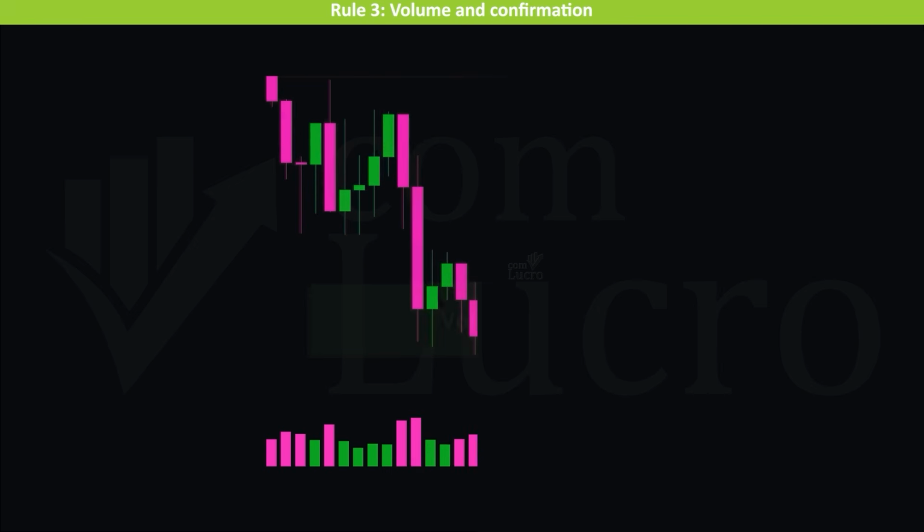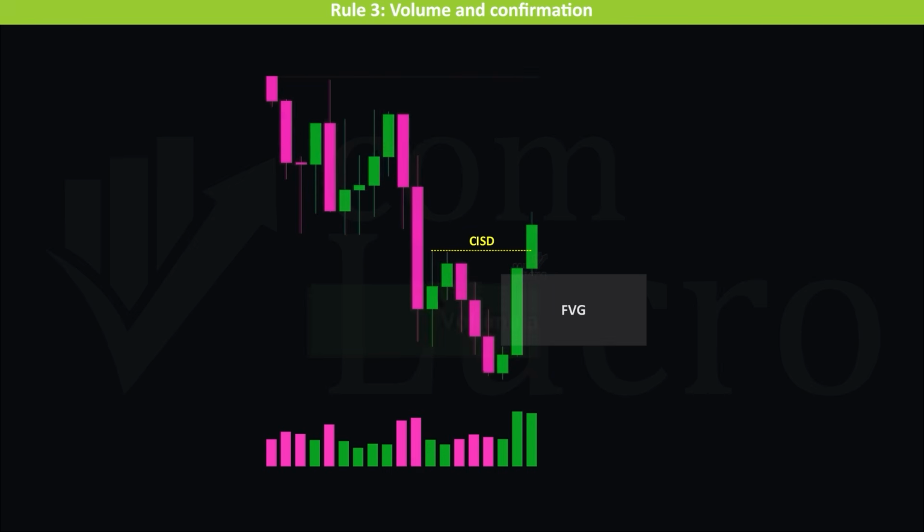Rule number 3. Volume and confirmation. For a valid CISD setup, it is important to observe an increase in activity during the shift in price delivery. Higher participation reinforces the efficiency of the move and supports the change in momentum. Entering a trade based on CISD without this confirmation can be risky, as it may reflect a weak or short-lived change in delivery. This increase in activity is often visible through the formation of fair value gaps.